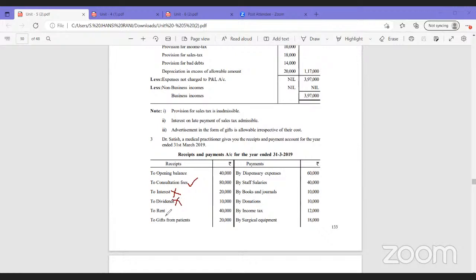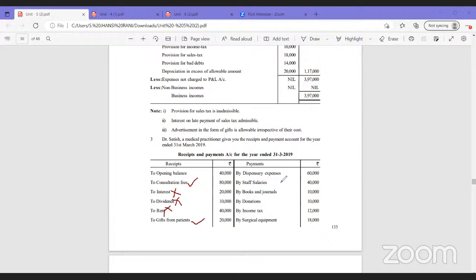Next, rent. Is his work giving houses for rent? No. This is house property, so this is not a professional income. Gifts from patients. Yes, it is professional income. It is his professional income.